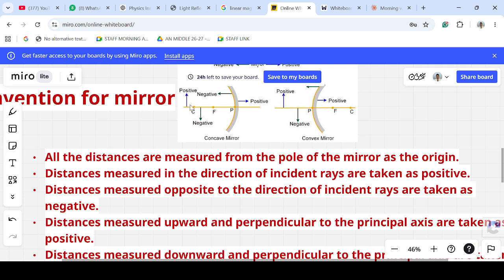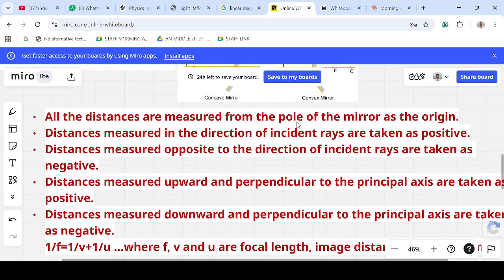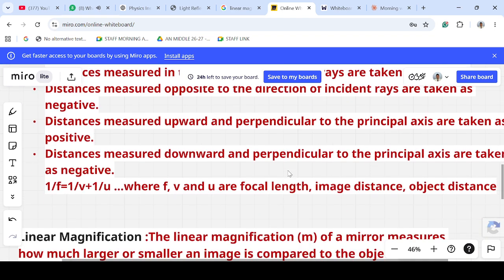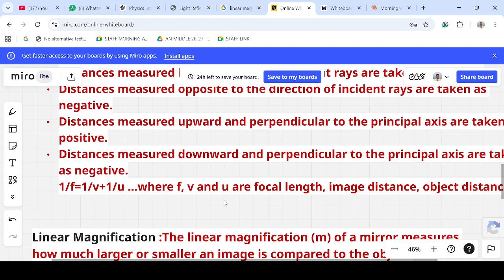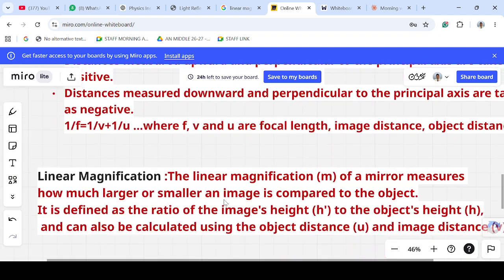Distances measured in the upward direction and perpendicular to the principal axis are positive. Distances measured in the downward direction and perpendicular are taken as negative. Here you have one formula, 1 over f is equal to 1 over v plus 1 over u, where f, v and u are focal length, image distance and object distance.